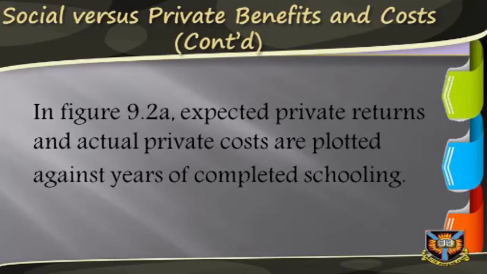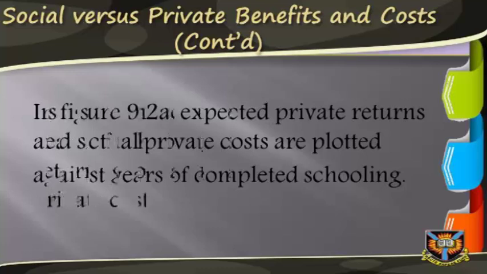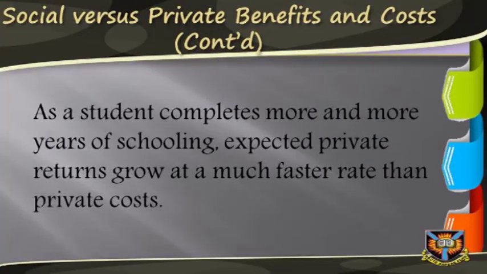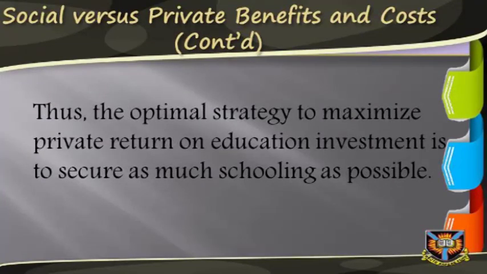In Figure 9.2a, expected private returns and actual private costs are plotted against years of completed schooling. As a student completes more and more years of schooling, expected private returns grow at a much faster rate than private costs. Thus, the optimal strategy to maximize private return on education investment is to secure as much schooling as possible.